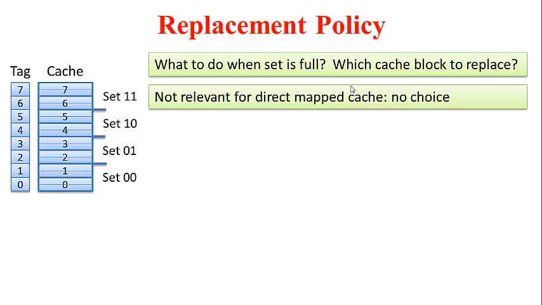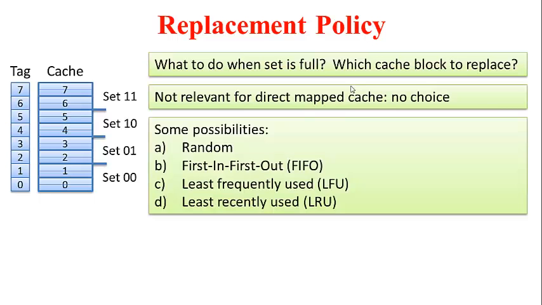Can you think of some possible algorithms for determining which block to evict within a set? Here are some possibilities. First, we can just randomly evict any block from within a set. Or we could say that whichever block came in first into that set is going to be kicked out first. This is a first in first out or FIFO policy.